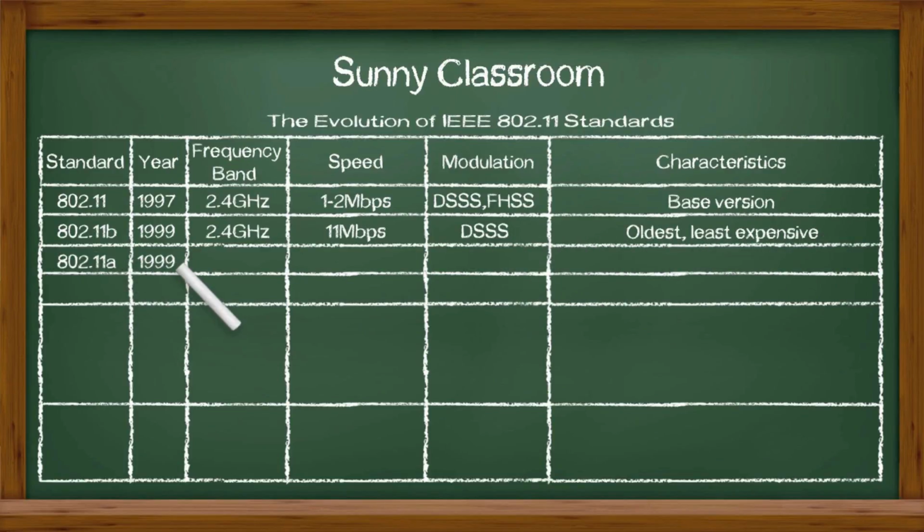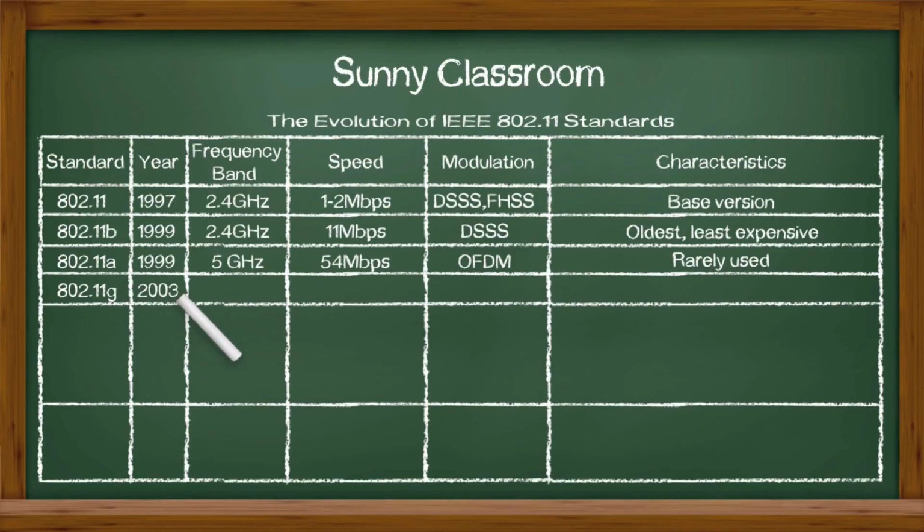802.11a uses a high frequency band 5 GHz with the new modulation technology, OFDM. It has many advantages over 802.11b, but it was more expensive. It was rarely used and soon replaced by more popular newer version 802.11g.